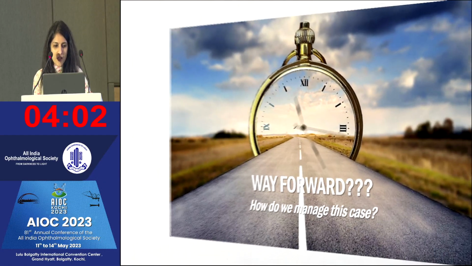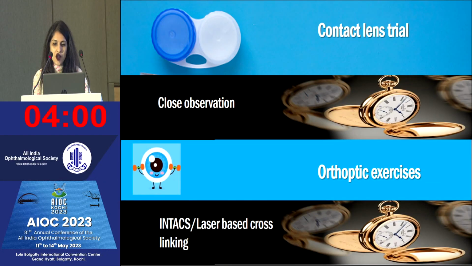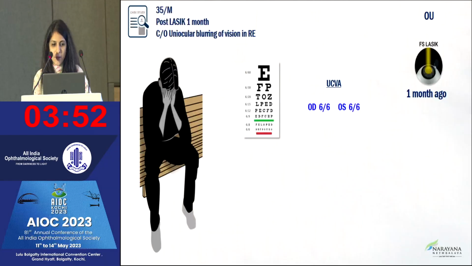So how do we manage this case? So she was subjected to a contact lens trial, a close observation, orthoptics exercises, and Intacs with a laser-based cross-linking later. So this is another case of a 35-year-old male patient who had undergone LASIK a month ago, and he had uniocular blurring of vision in the right eye.